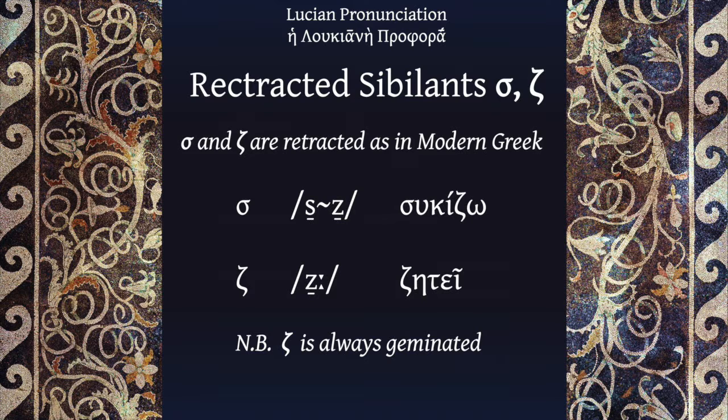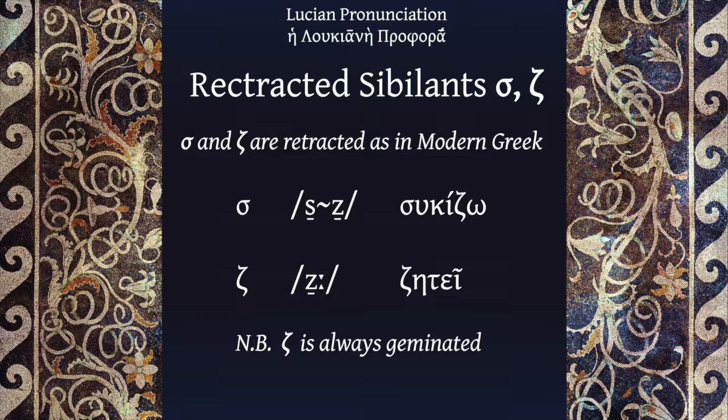As in modern Greek, sigma and zeta are retracted because Greek of all periods lacks a postalveolar fricative, the sh sound. Thus we should be saying s and z and not s and z or sh and j. So, for example, sukizo, sukizo, zeti, zeti.